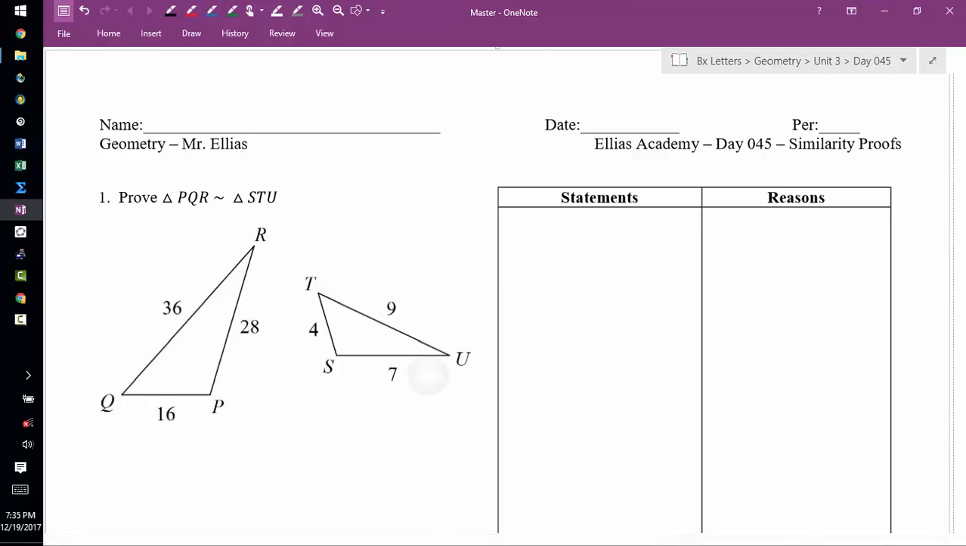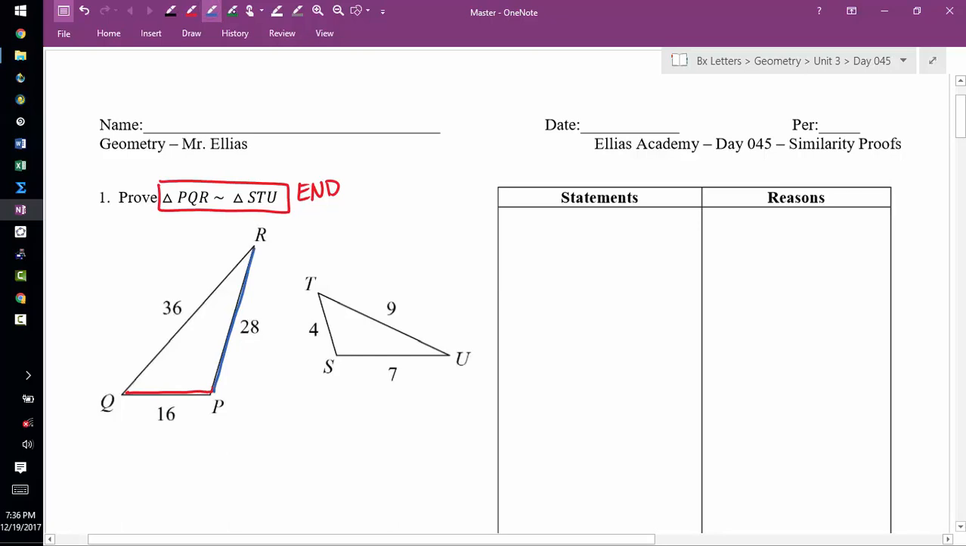So here they give us the similarity statement. We're always going to end our proof with that statement. And it's useful to go through the problem and see what information you're given and how you're going to use that information. So right off the bat, I can see I have 1, 2, and 3 sides. So this is definitely going to be a side similarity proof.